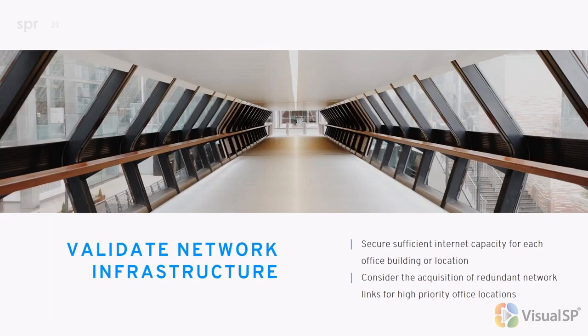The other thing I think a lot of people forget about, at least initially, is how to validate your network infrastructure. So we're going to go through that really quickly. You want to make sure that you have secure internet or sufficient internet capacity for each of your buildings or locations, and you want to consider maybe getting redundant network links because you're going to be using the internet a lot more with Office 365 than you did before.